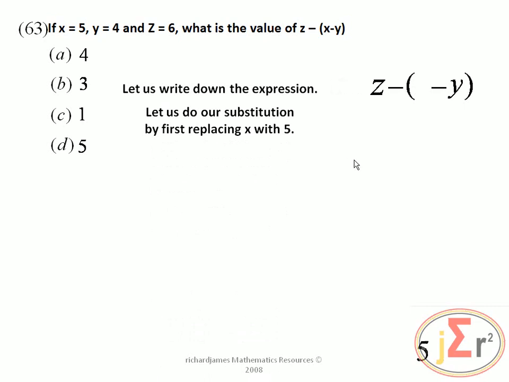X is gone and 5 takes its place. Why? Because x is equal to 5. Replace y with 4. Y is equal to 4. And of course, replace z with 6. Z is equal to 6.